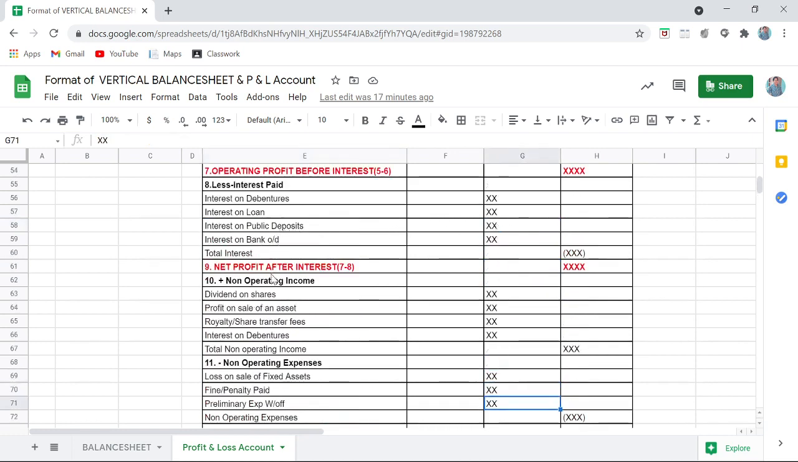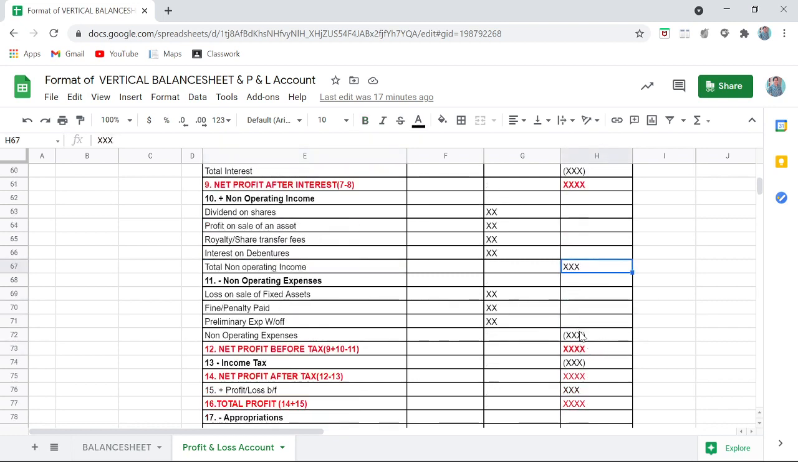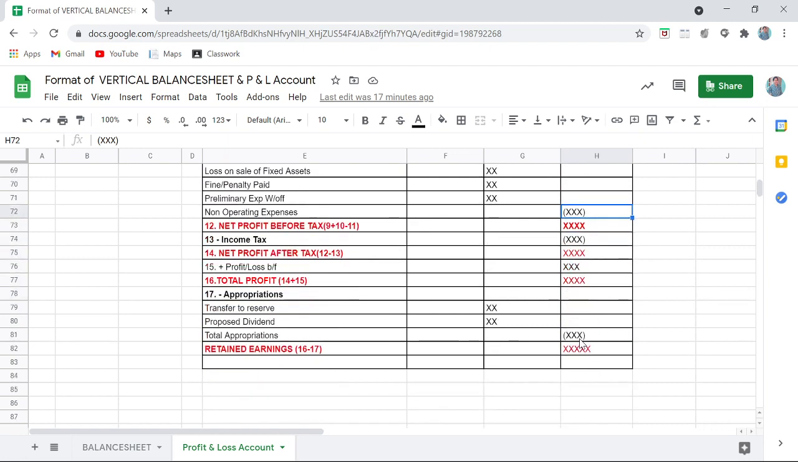So now here net profit after interest is your base. I'm adding non-operating income, I'm deducting non-operating expenses, so you will get net profit before tax. Okay, now why before tax? Because tax is yet to be deducted. Less income tax, it will be given to you in the question, so you will get net profit after tax. Then profit and loss brought forward. If you have any profit or loss brought forward from the previous year, because this 14th point is for current year profit, it will be added over here so that you will get total profit, right?